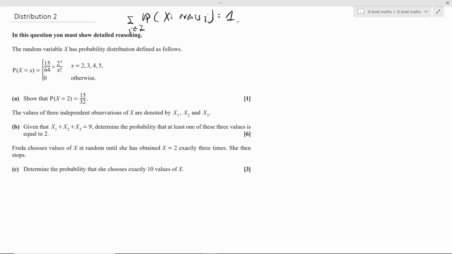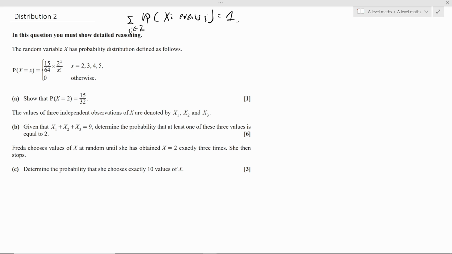Right, let's now begin. In this question, we show detailed reasoning. The random variable X has probability distribution defined as follows. P(X = x) is 15 over 64 times 2 to the power of x over x factorial, when x is 2, 3, 4, 5, and 0 otherwise. Part A. Show that P(X = 2) is 15 over 32.